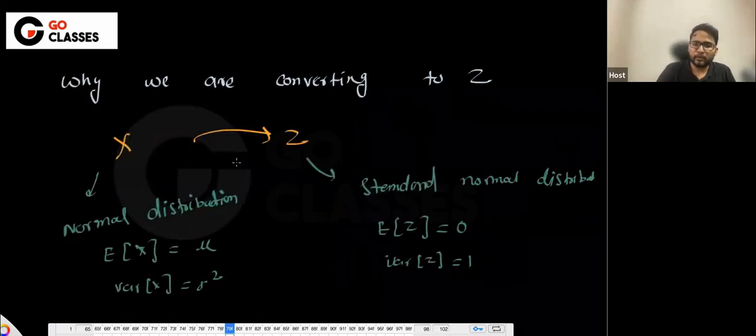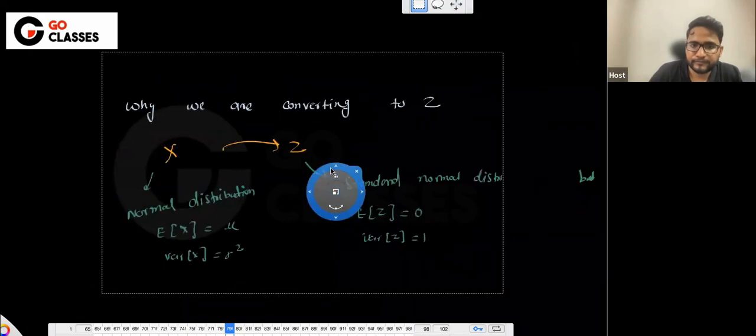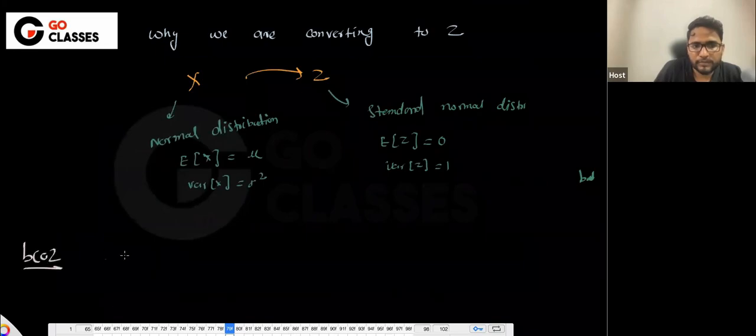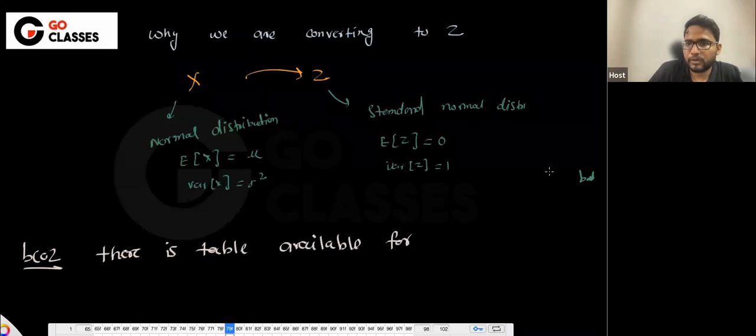So basically, why are we doing it? Because I will convert this X to Z, because there is a table available for Z, and we can directly use the table.